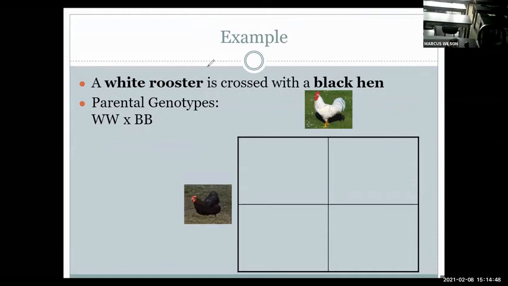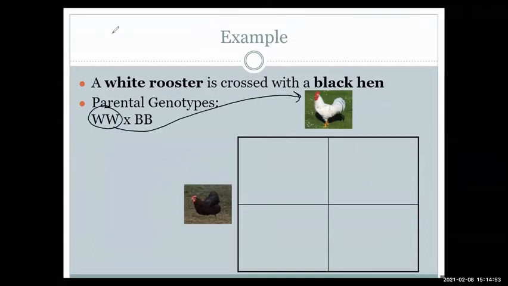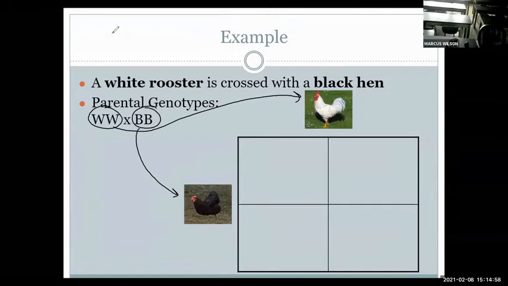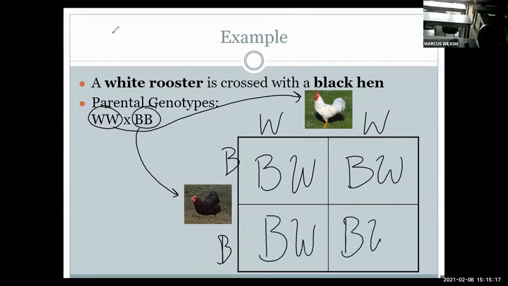So big W would be for the white chicken, and then big B would be the black chicken. Now, what happens if I have a black chicken and a white chicken and I have a codominance problem? Well, let's find out. So if I have big W and then big B, all my boxes are going to be the same again. So they'll all be big B, big W, or big W, big B. Everybody see how we got that?